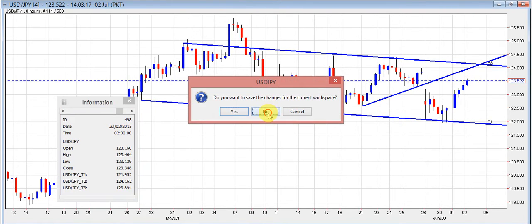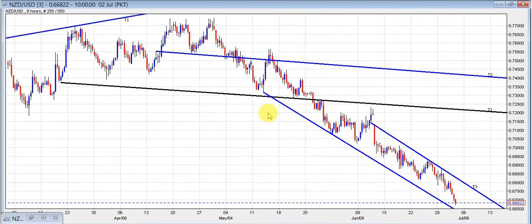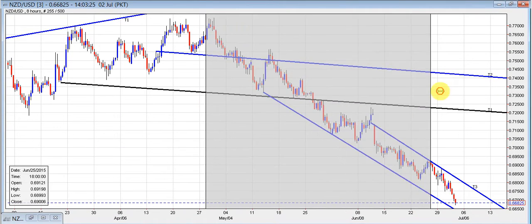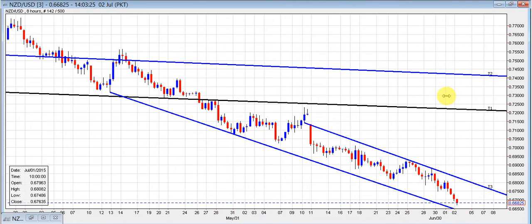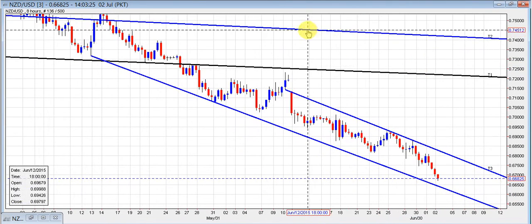New Zealand has been bearish for a long time now, and it continues. Basically, the only thing you can do on NZD is sell, sell, sell, sell.